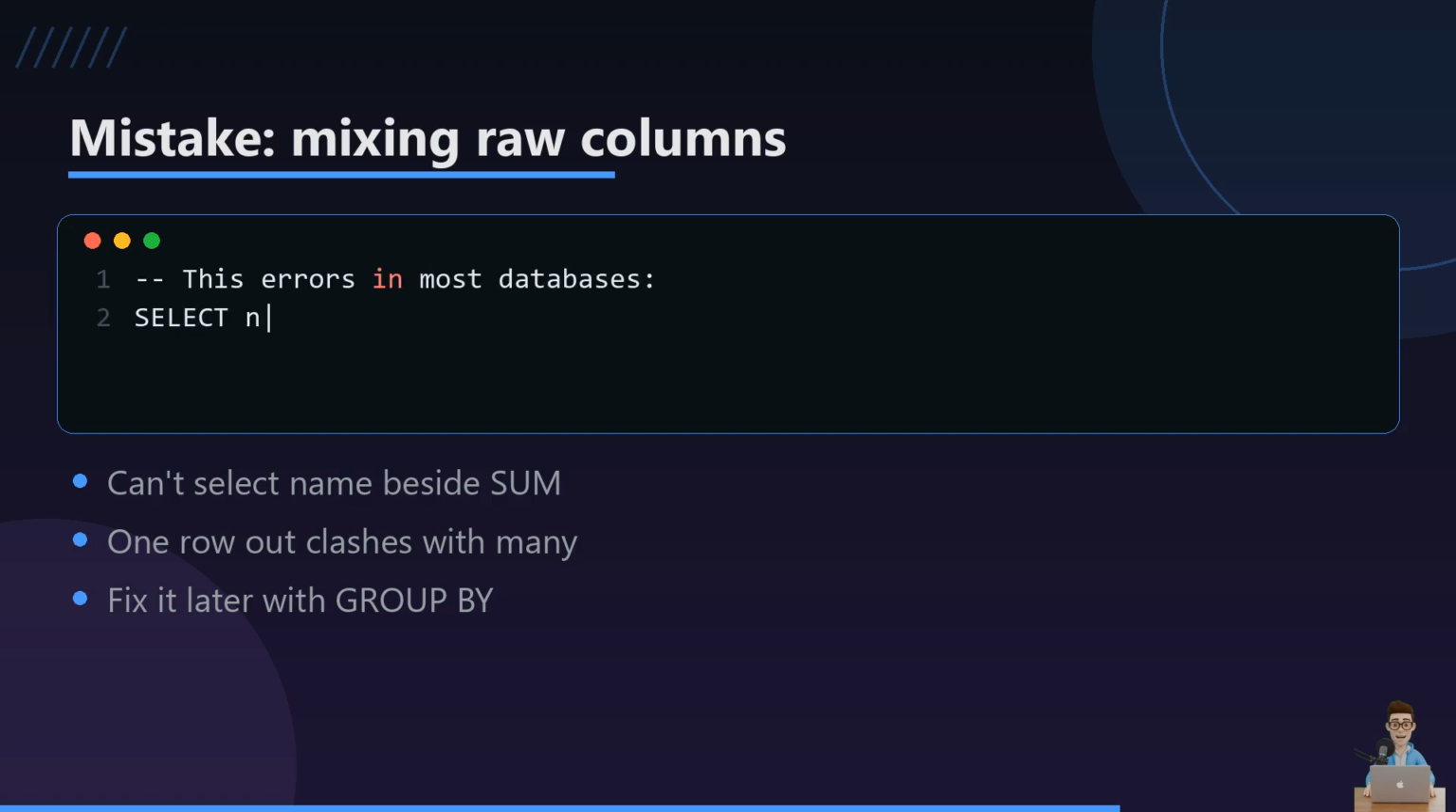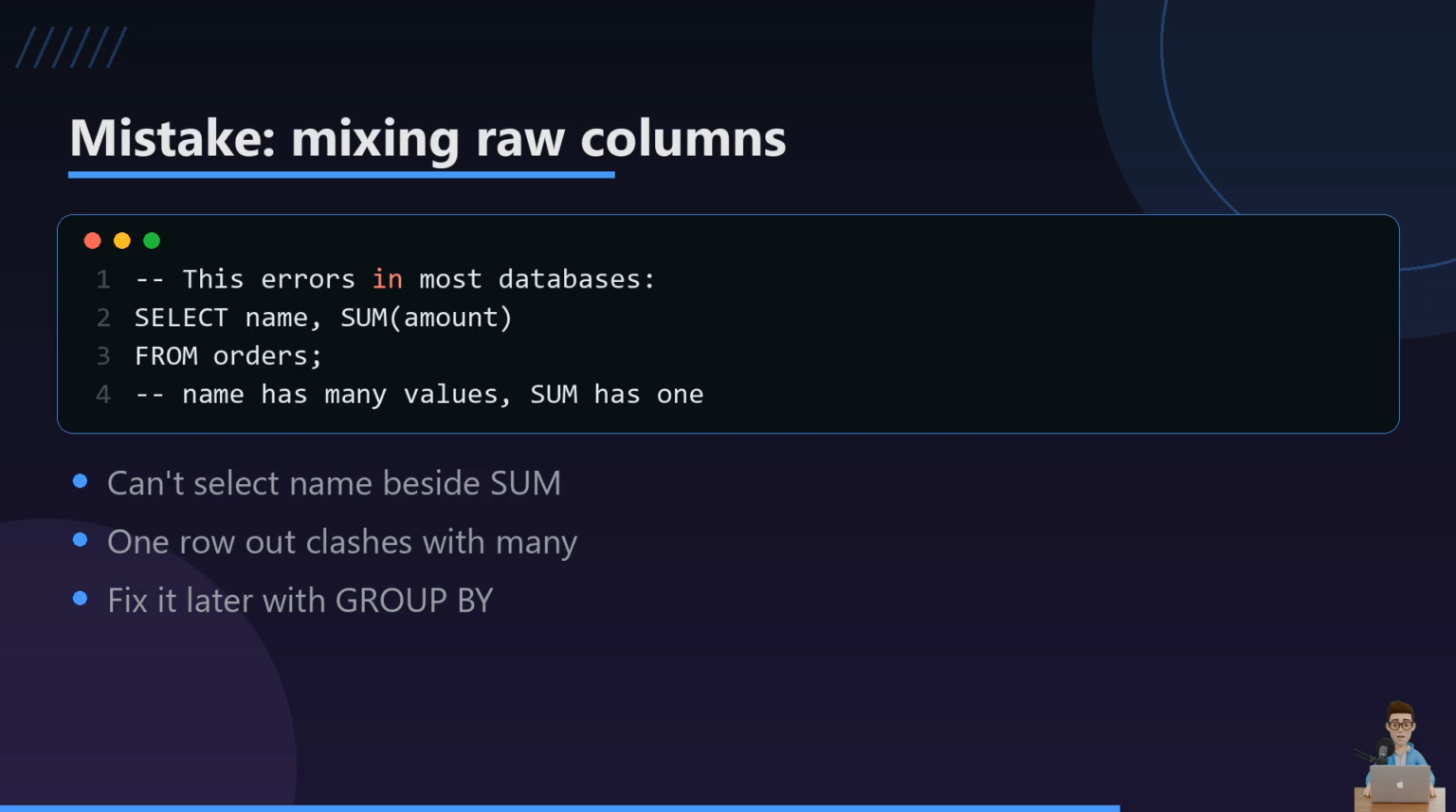Picture asking for one grand total but also the customer's name when there are 50 different names. The database throws up its hands because one answer can't sit next to 50. For now, keep aggregate queries pure. When you do want a total per customer, that's GROUP BY and that's next lesson.